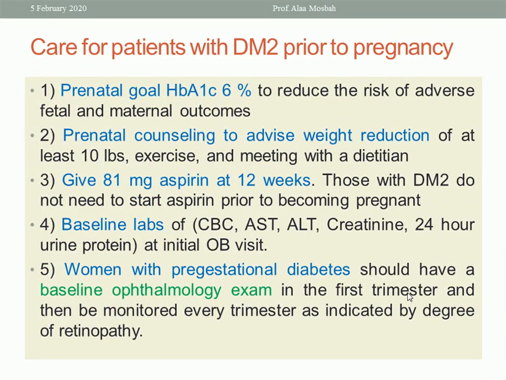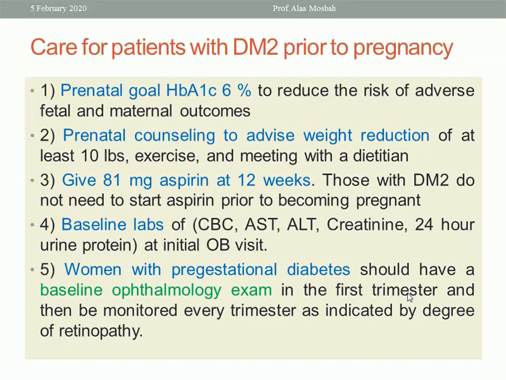What about care of a patient with diabetes mellitus type 2 prior to pregnancy? Prenatal goal: hemoglobin A1C 6% to reduce the risk of adverse fetal and maternal outcomes. Prenatal counseling to advise weight reduction of at least 10 pounds, exercise, and meeting with a dietitian. Give aspirin 81 milligram at 12 weeks. Those with diabetes mellitus type 2 don't need to start aspirin prior to becoming pregnant.